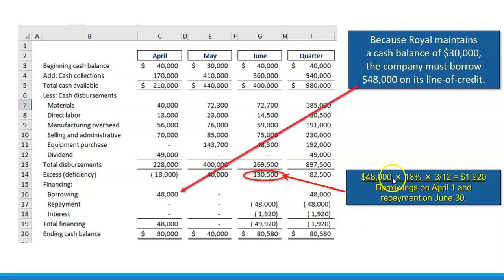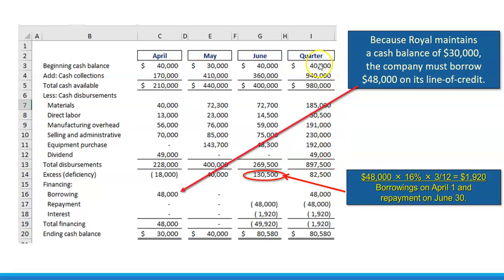So we know that we took out $48,000. Come back to principles 1, that we take amount times rate times time to get interest payments. So we borrowed on April 1st, paid on June 30th. That's 3 full months. So 48,000 times 16% times 3 divided by 12. And that gets our interest. So we pay back our financing and have an ending cash balance.